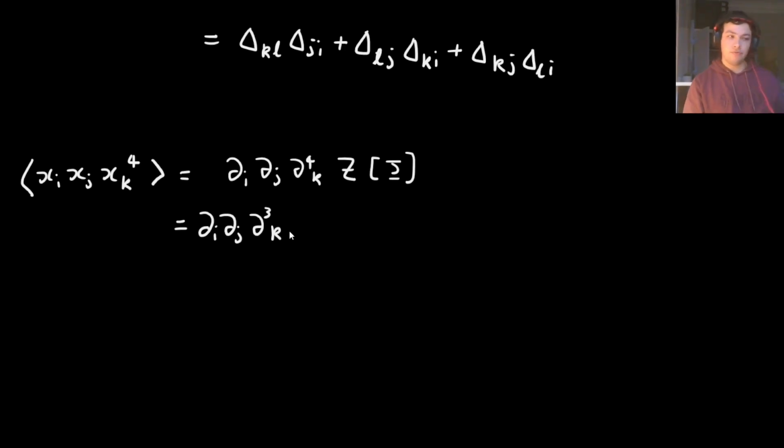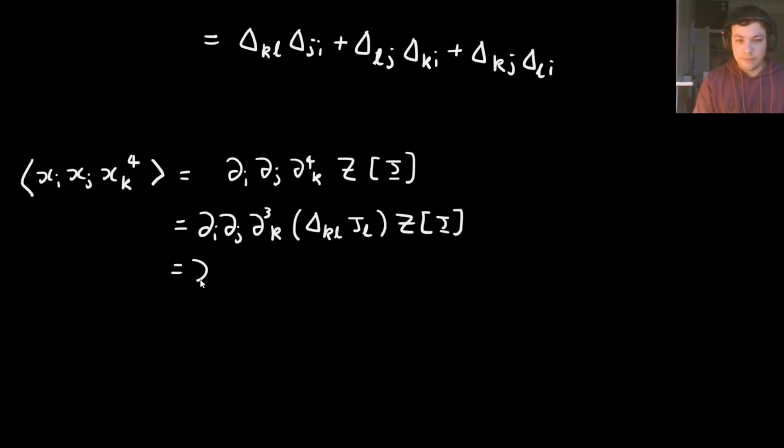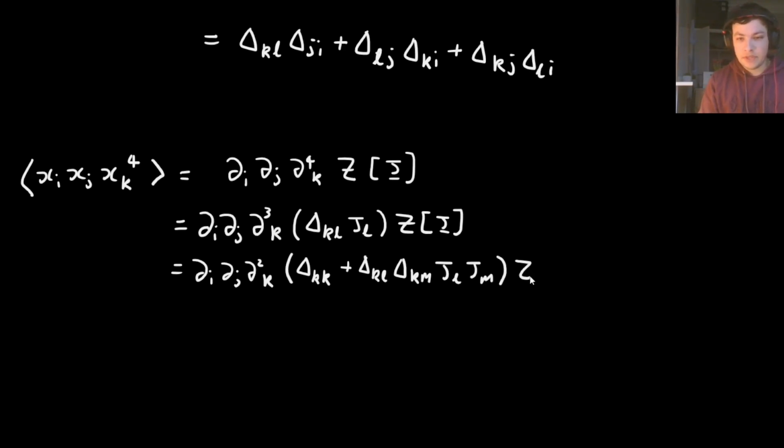I'm going to go through this pretty much in full, so I hope that's not too boring. Otherwise, skip about 5 minutes into the future when the answer falls out. So we're going to get a delta_kl J_l Z(J). Then we're going to get ∂_i ∂_j with 2 k derivatives left. So differentiate everything inside the bracket with respect to k. So that's going to be a delta_kk here. And then add on everything inside the bracket times our new dummy index. So that's a delta_kl, and then we'll have a delta_km J_l J_m Z(J).